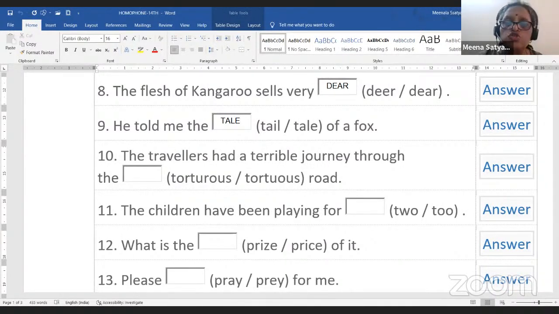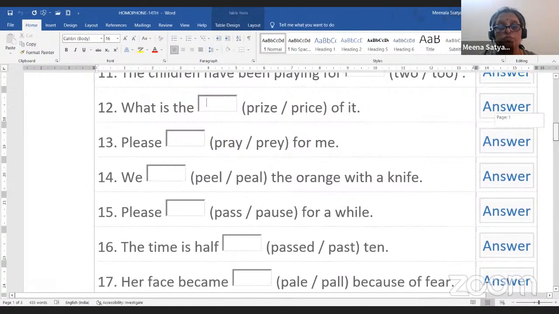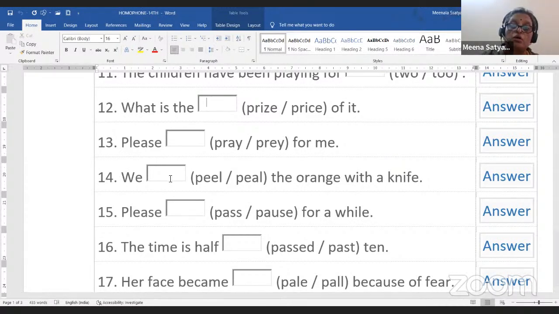The travelers had a terrible journey through the torturous road. The children have been playing for 2 hours, TWO. What is the price of it? PRICE. Please pray for me, PRAY. Now, we peel the orange with a knife. So PEEL, PEAL. It is PEEL. So we peel the orange with a knife. Please pause for a while. So here it will be, please pause for a while.